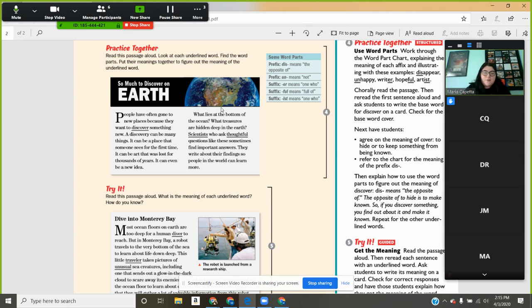What lies at the bottom of the ocean? What treasures are hidden deep in the earth? Scientists who ask thoughtful questions like these sometimes find important answers. They write about their findings so people in the world can learn more. All right, Joelle, what do you think the word discover means?